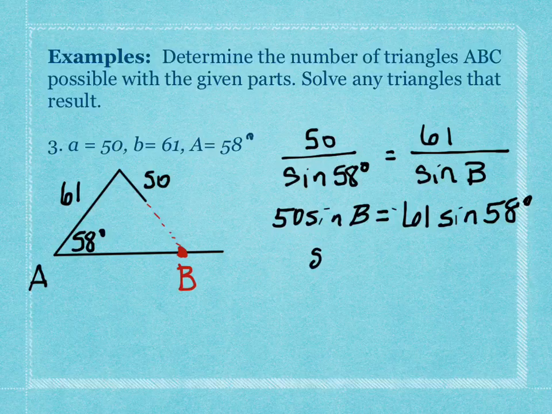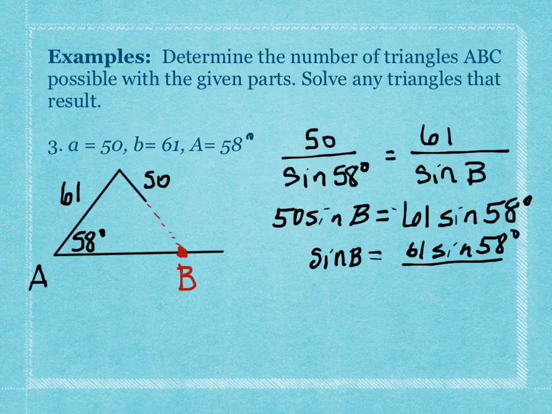Now what? Divide by 50. So I've got sine of B equals 61 sine 58 degrees over 50. And then I would do the inverse sine. Before I do inverse sine, let's get an approximation for what's going on on the right-hand side at the moment. So grab your calculator, type in 61 sine 58, hit enter or close the parenthesis, and then divide by 50.